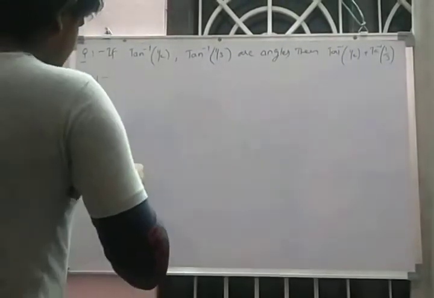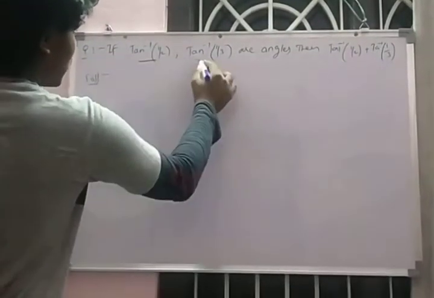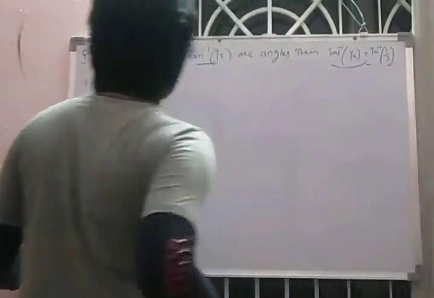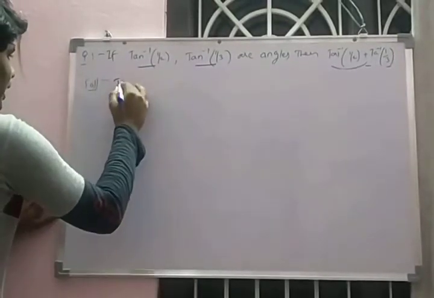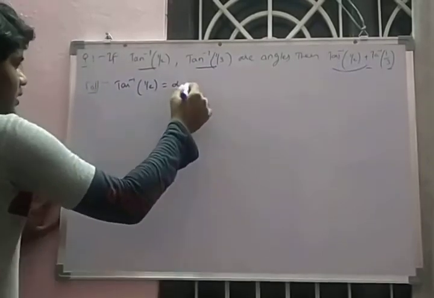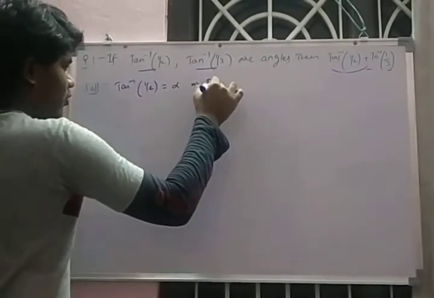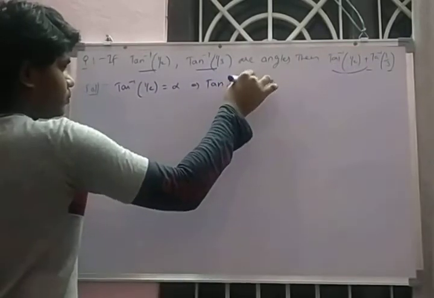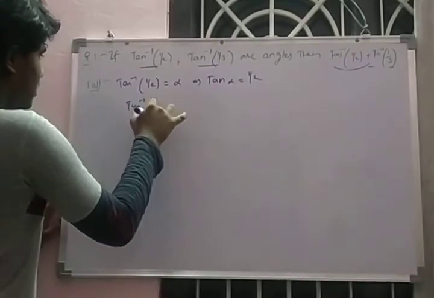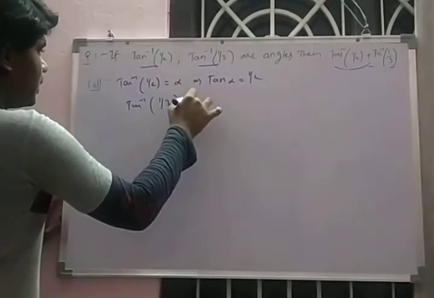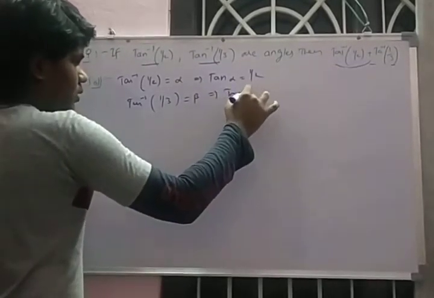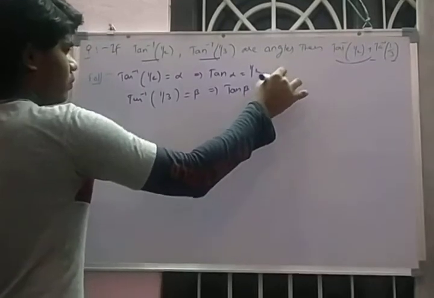Here, if tan inverse 1 by 2 and tan inverse 1 by 3 are the angles, then find tan inverse 1 by 2 plus tan inverse 1 by 3. Now, let tan inverse 1 by 2 be equal to alpha. Then, tan alpha is equal to 1 by 2. Right? In the same way, tan inverse 1 by 3 is equal to beta. Then tan beta is equal to 1 by 3.